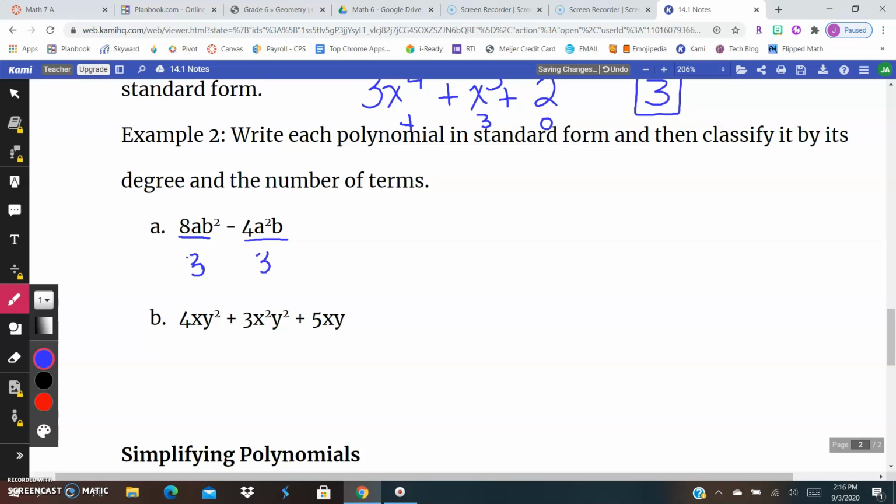So we can just leave this the way it is. It's in standard form, 3 and 3. If we switch it around, it's fine. Okay, so this is a 3rd degree. And how many terms does it have? It has 2 chunks, so that's a binomial.